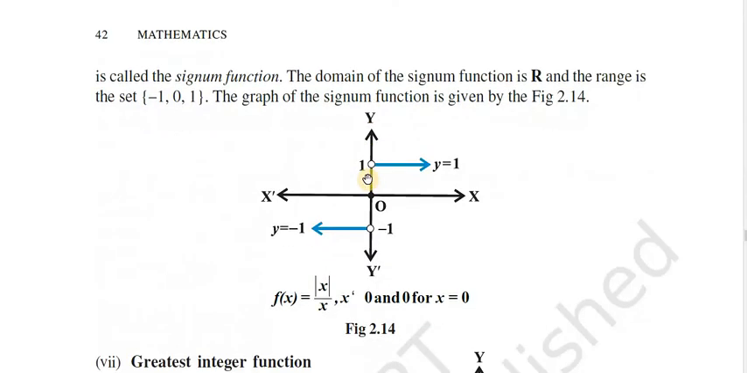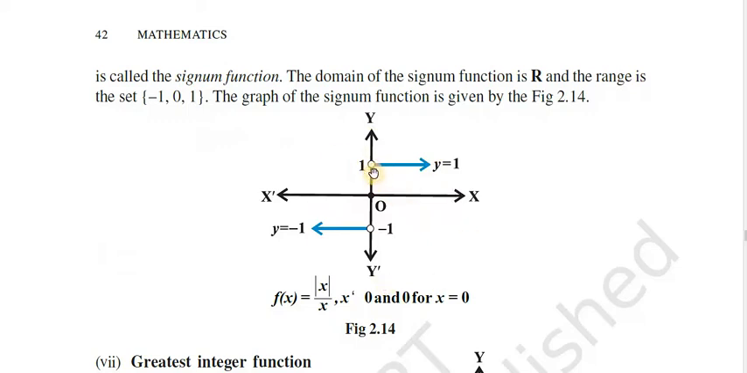Okay. So if you draw the graph of this, you can see the range of this function is only 3. There are only 3 possible values of f(x). It can be 0 when x is equal to 0. It is 1 for x greater than 0, and it is minus 1 for x less than 0. So this is the graph of the function.